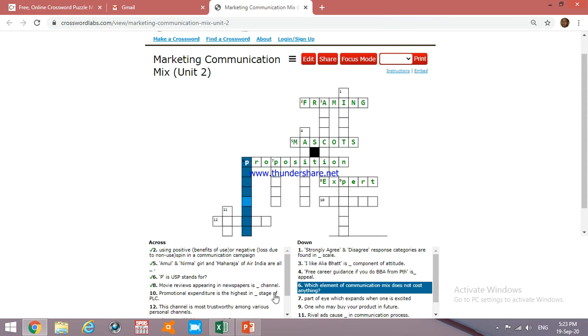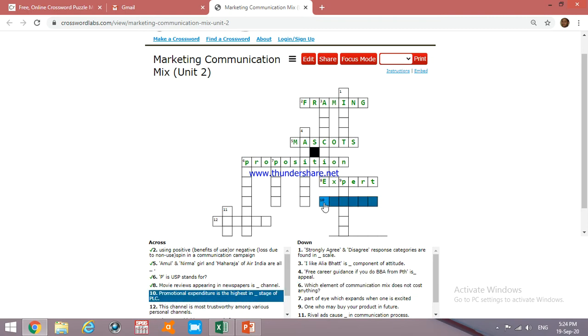Promotional expenditure is the highest in which stage of the product life cycle, PLC, point number 10? Now I hope you remember that I had talked about how promotional expenditure is high both in the introduction and the growth stage, and I had specifically said that the promotional expenditure in absolute terms is the highest in the growth stage, right? And that is what the answer here is. You have to mention growth here. So point number 10 is growth.